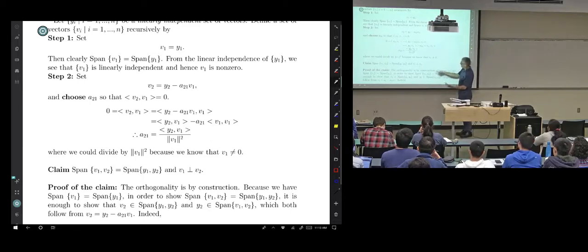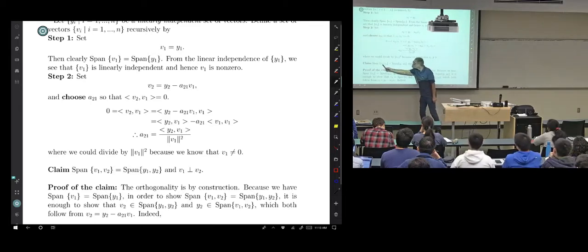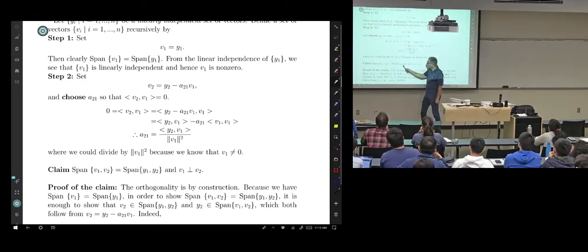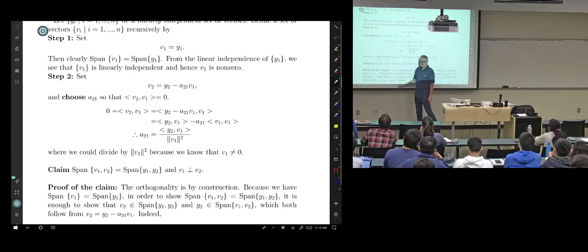And what you want to do is go through here and convince yourself that these two vectors and these two vectors have the same span. Well, v1 and y1 are the same, so we just need to show that v2 is in here, and we need to show that y2 is in here. We already know y1 is in here because it's v1. We already know v1 is in here because it's y1. So it's the new vectors we need to show.